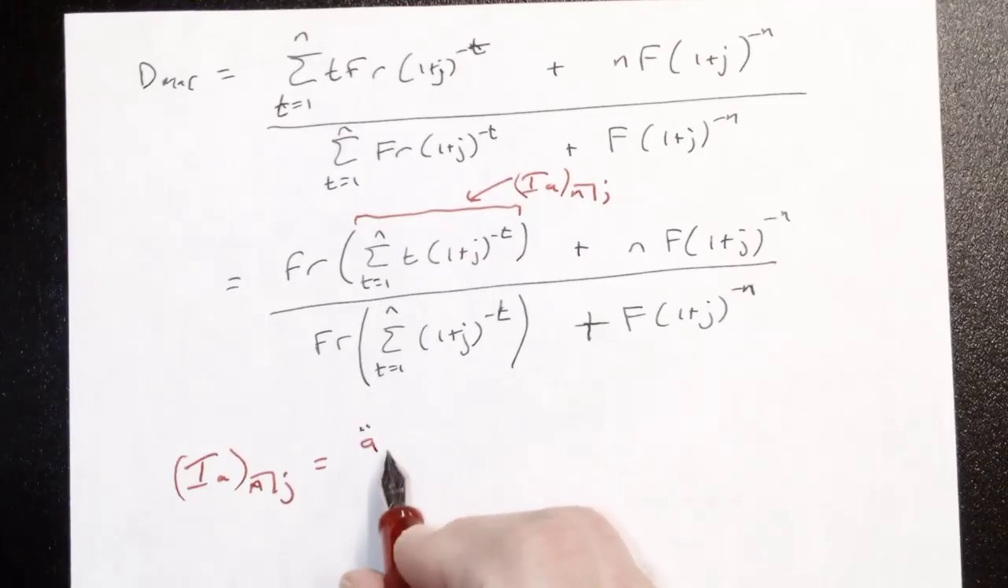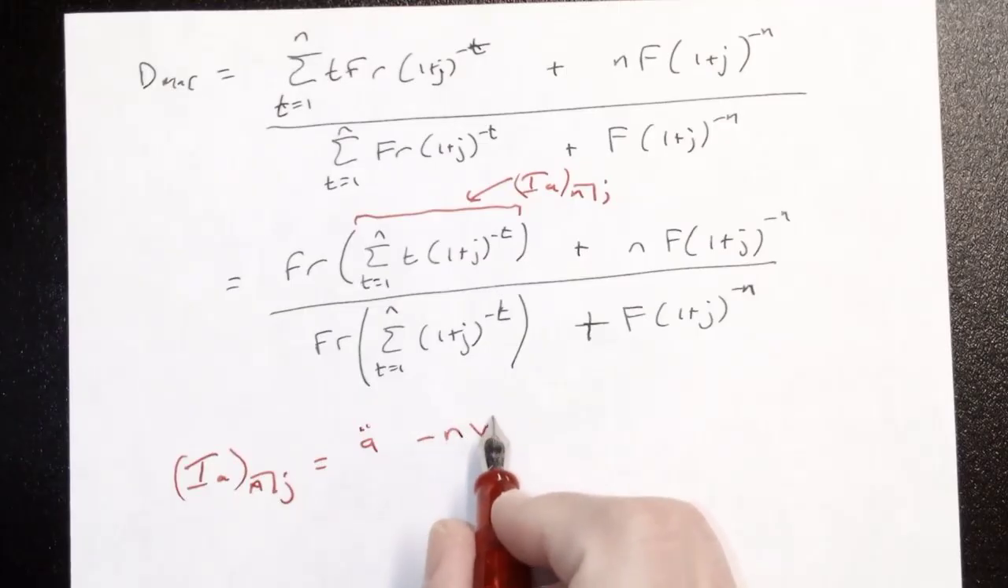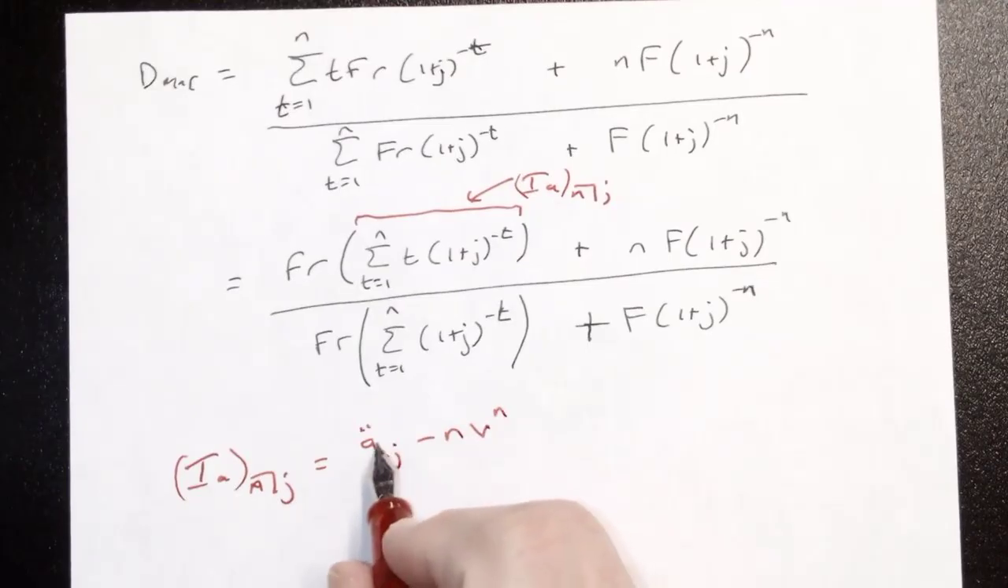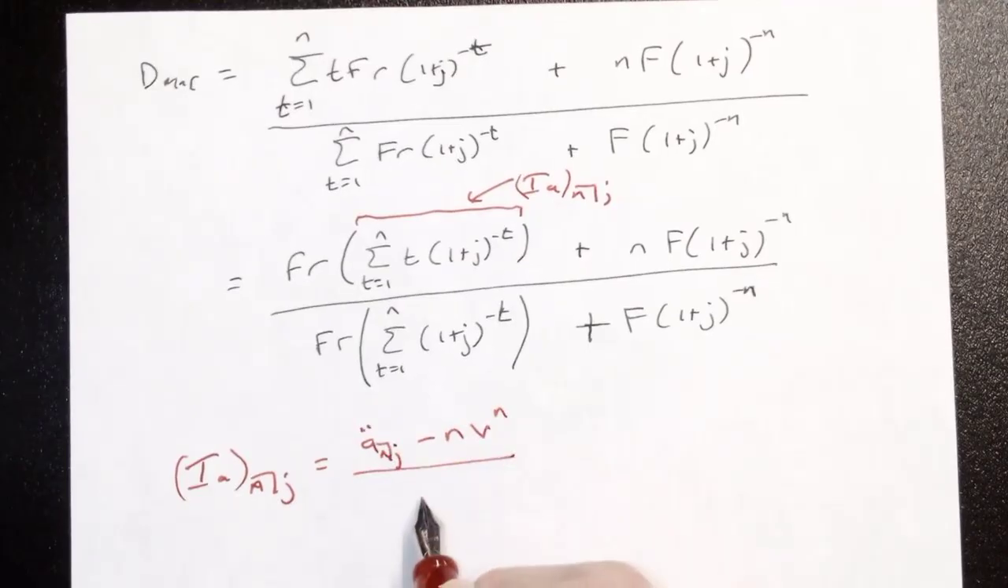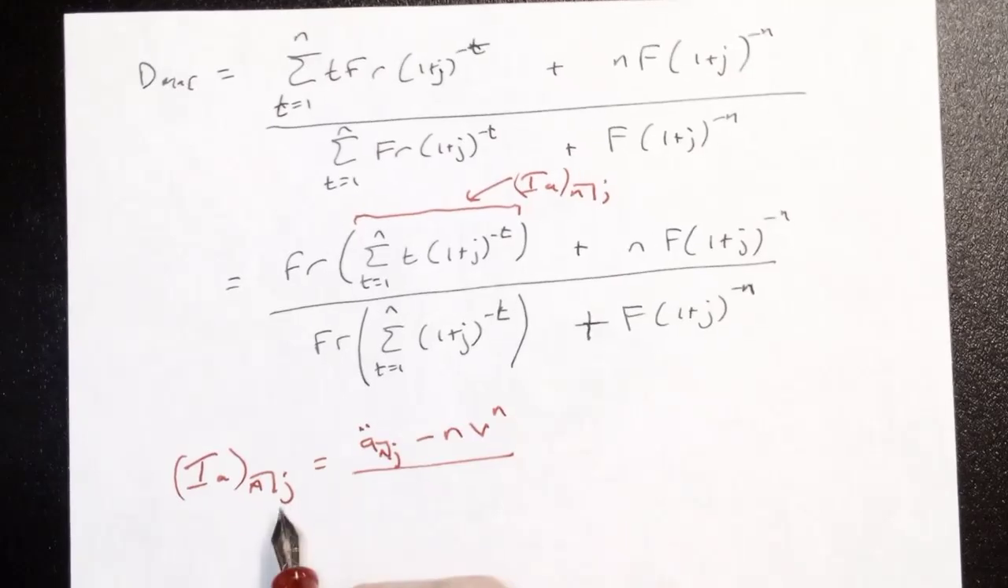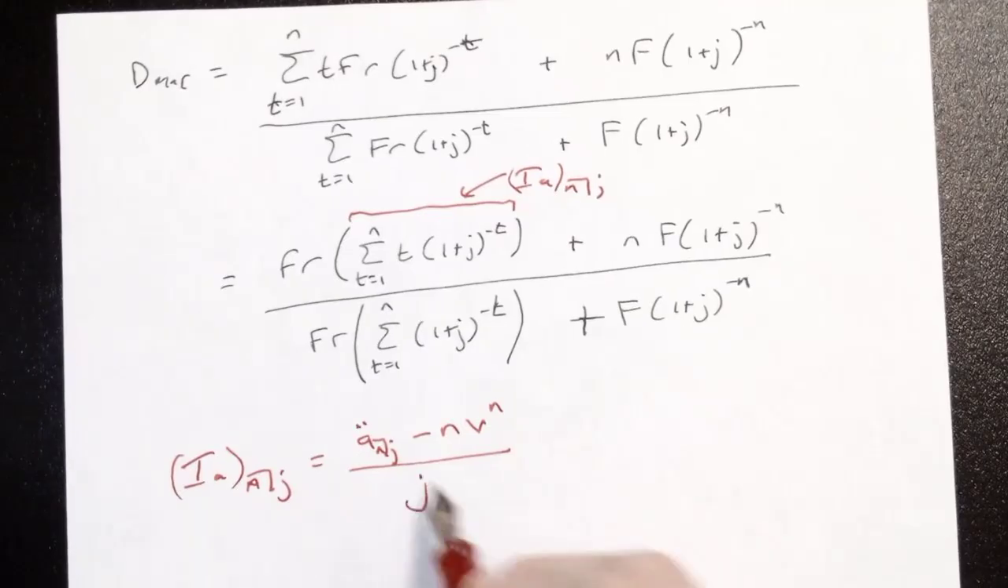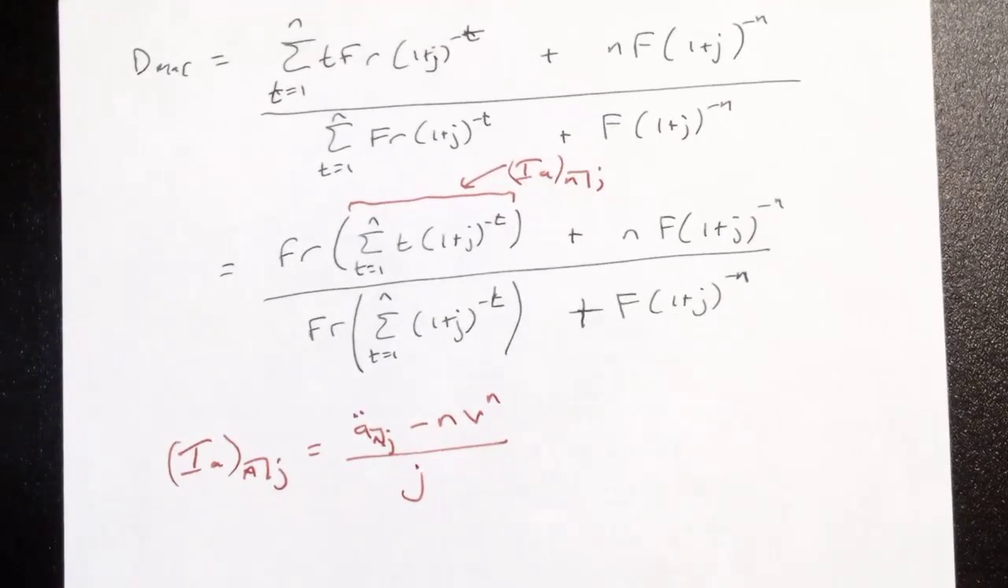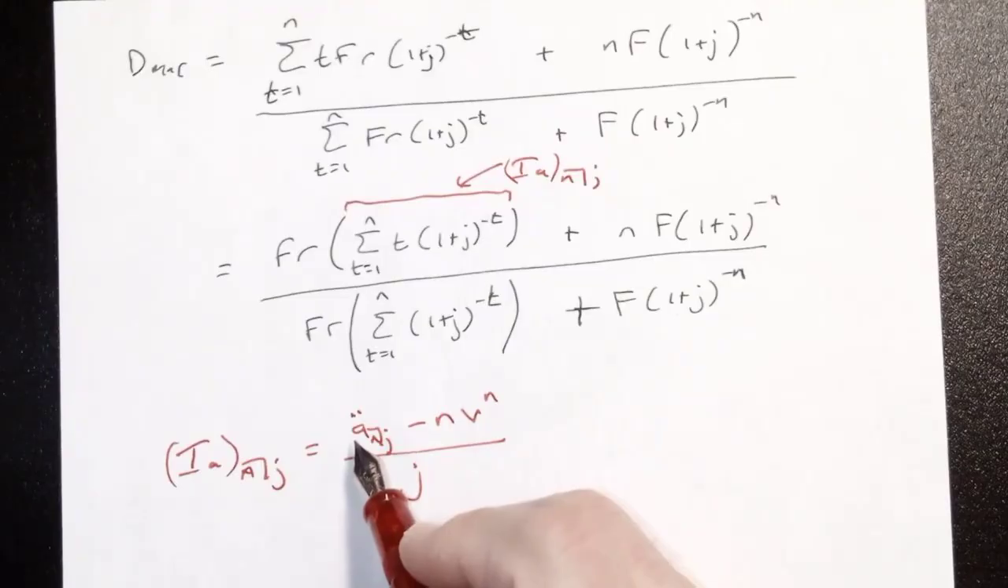Do with minus n v to the n over the rate. Okay, hang on. This is also a formula.